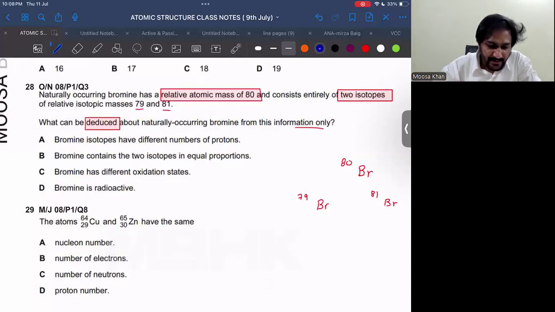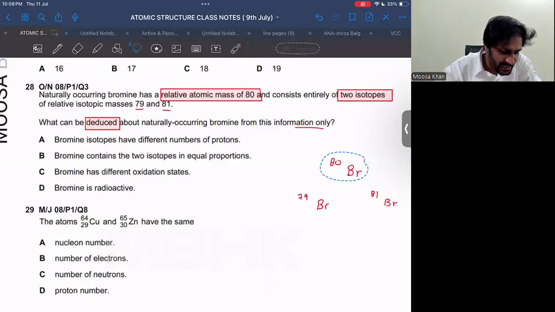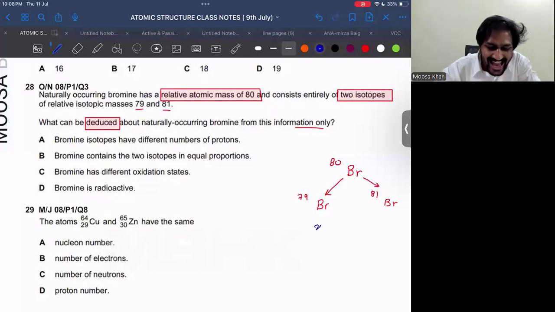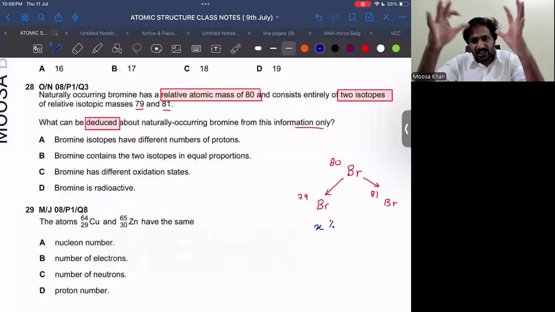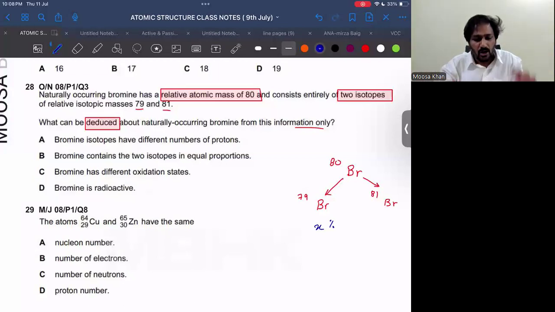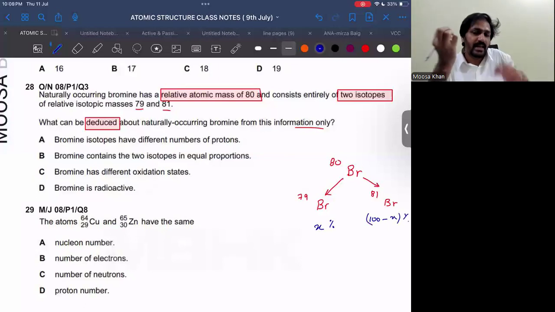Let's say we have only two isotopes of bromine and we do not know the percentage of these two isotopes, right? हमें इनकी percentage नहीं पता, but if we only have two isotopes and let's say if we give percentage to one of the isotopes as x%, percentage हमेशा total 100 होता है. One isotope has a percentage x%, the other isotope must have a percentage 100 minus x%, right or wrong?